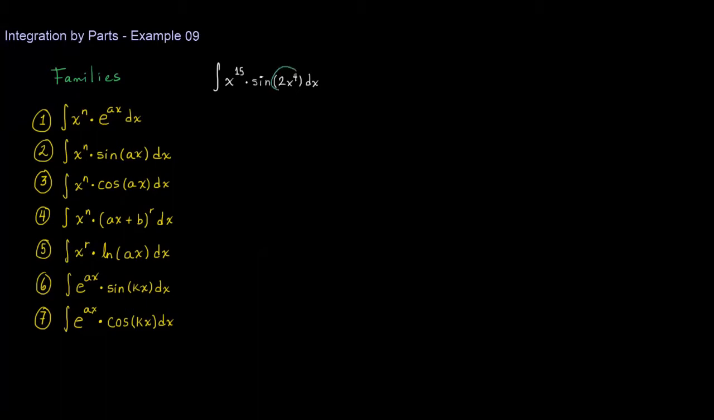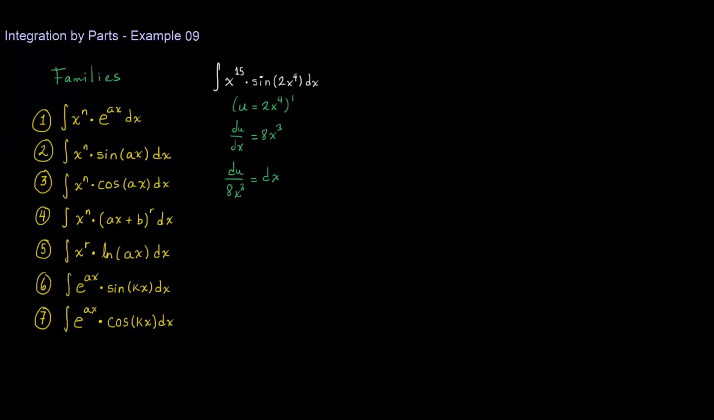So I'm going to pick what's inside this sine to be u. I'm going to pick u equal to 2 times x to the 4th. Now I'm going to take the derivative. This is going to be du over dx, which is equal to 8 times x to the 3rd. Now du over 8 times x to the 3rd is going to be equal to dx.